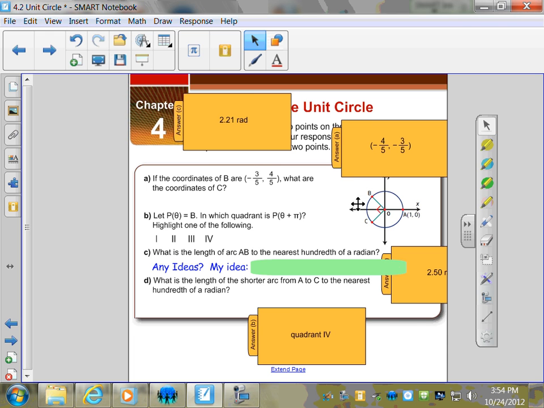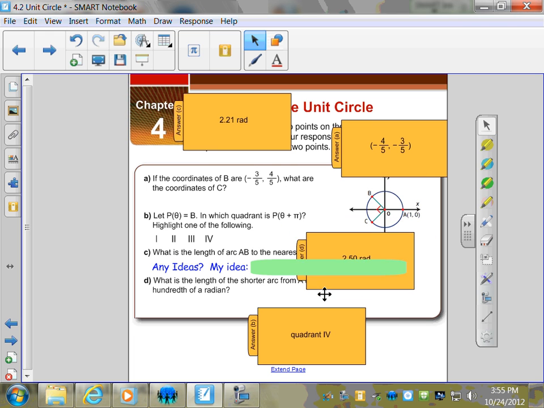Again, I'm really curious in questions C and D how you would go about getting the answers, because I would do it one way. I'm wondering how you would go about doing it.